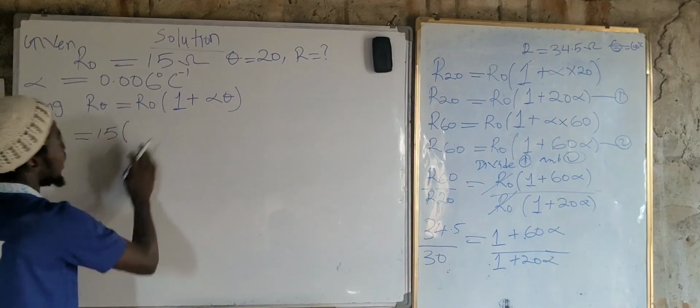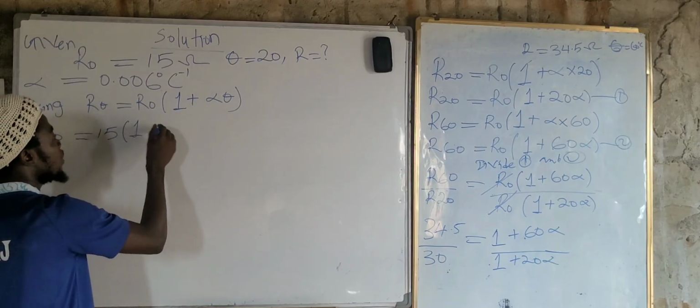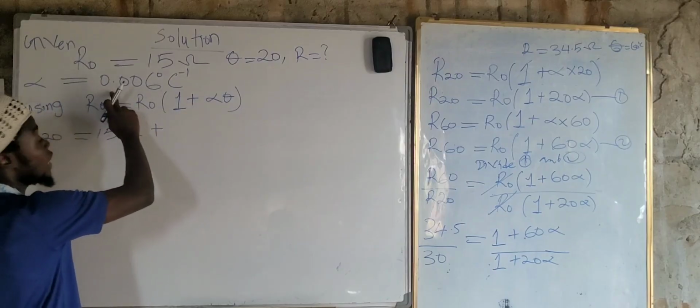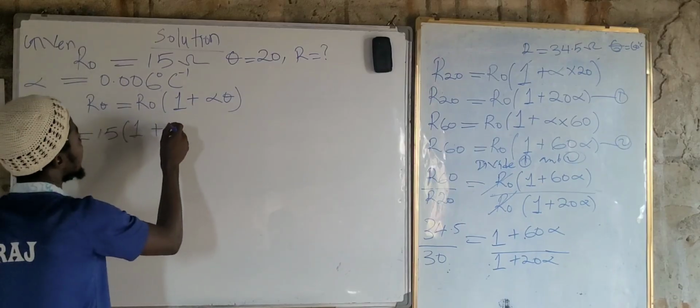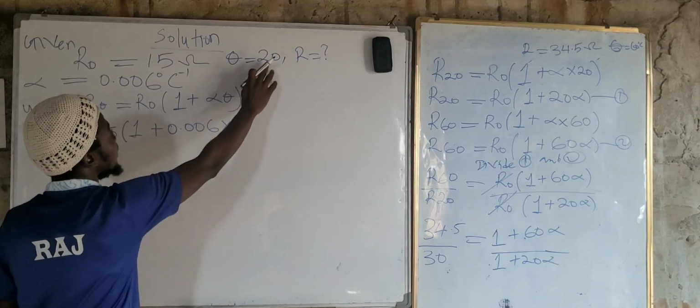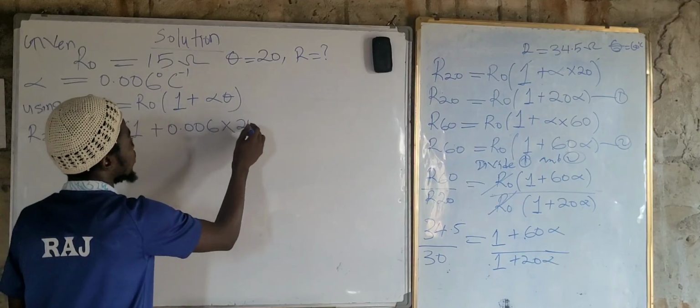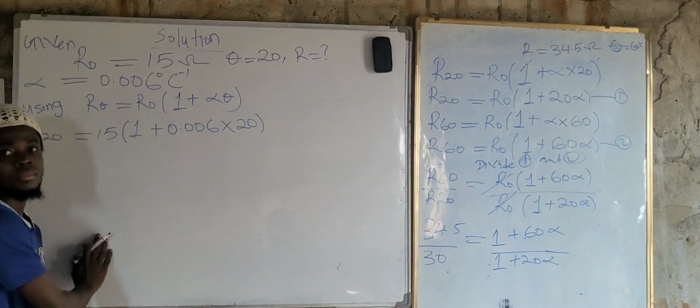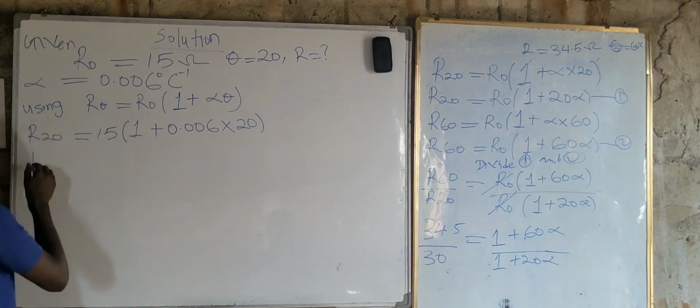Then here, 1 is a constant, put 1. This is also given to us in the question. And what is that? 0.006, multiplied by the temperature, there is what? 20. Are we okay here? Good. So therefore, we now have what?